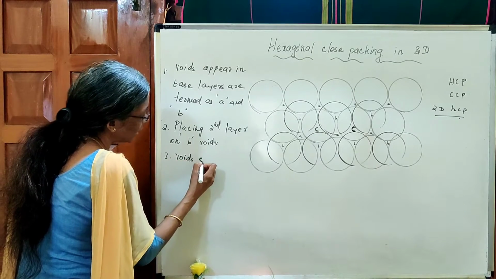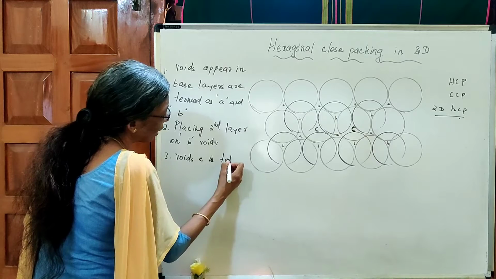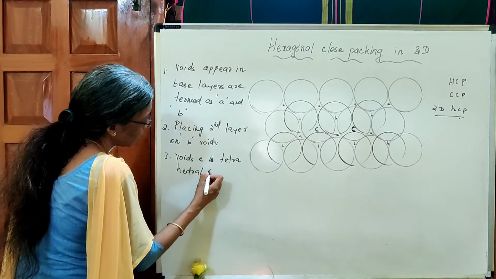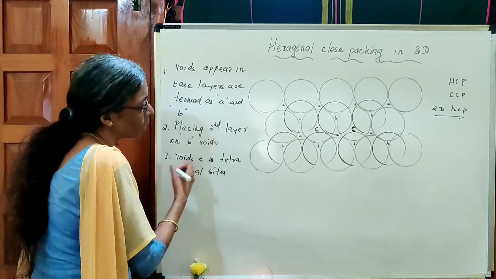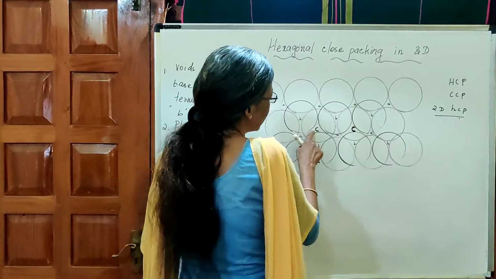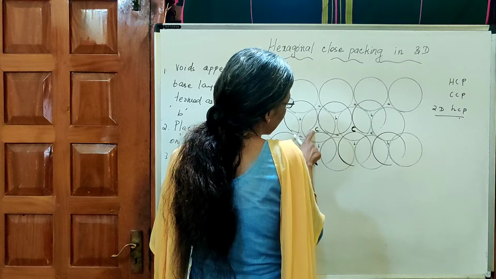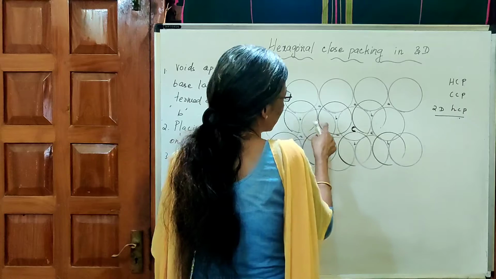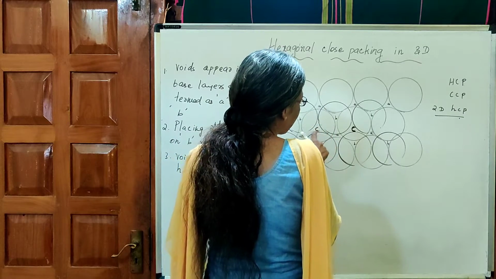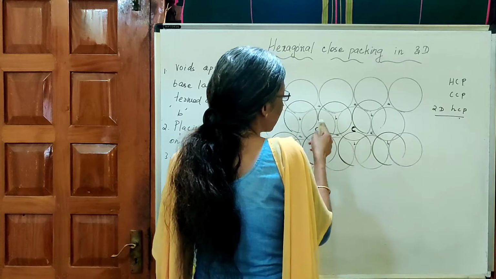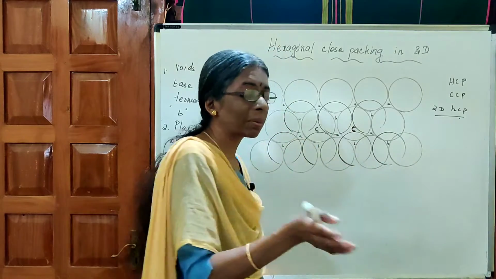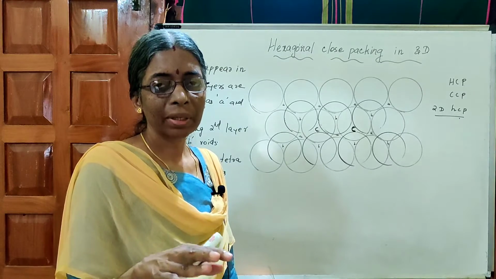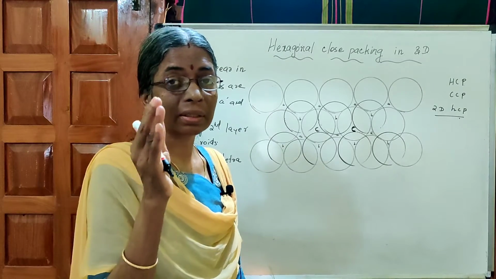are tetrahedral voids. You see void C. If you observe, what is here? Here one sphere, here one sphere, here one sphere. So this void appears here. This void comes after placing the second layer. So these are simple voids. They arise after placing the second layer.